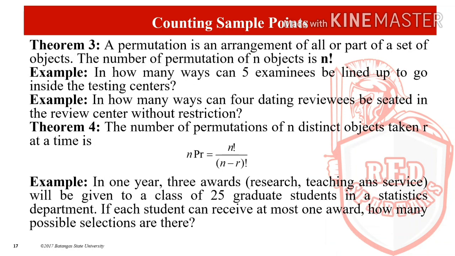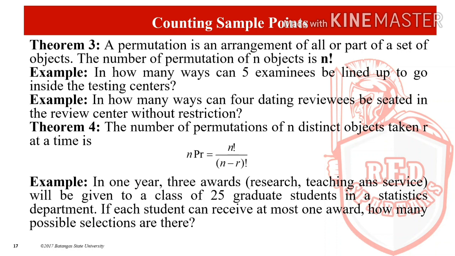Then for theorem number 3, so a permutation is an arrangement of all or parts of a set of objects. So the number of permutations of n objects is n factorial. So meron naman yan sa calculator. So ang factorial ay dun sa baba ng mode. So shift x to the negative 1, yun yung factorial. So madali lang pag theorem number 3.